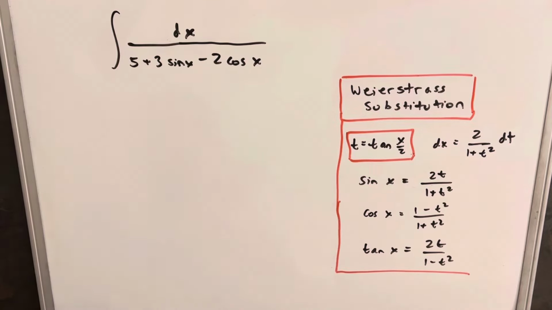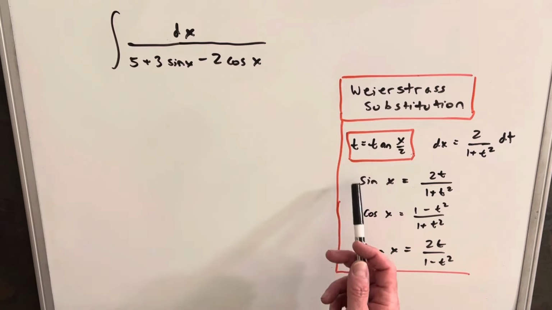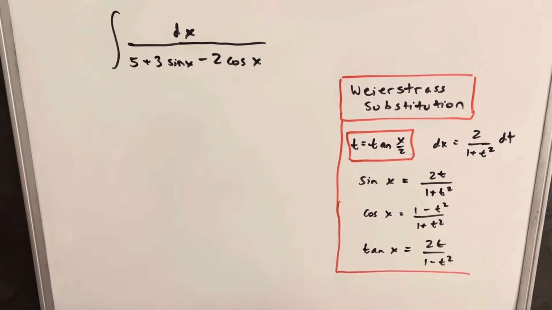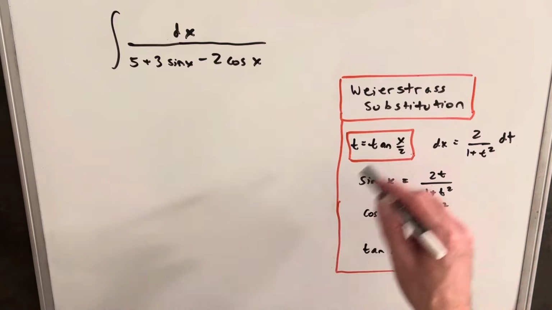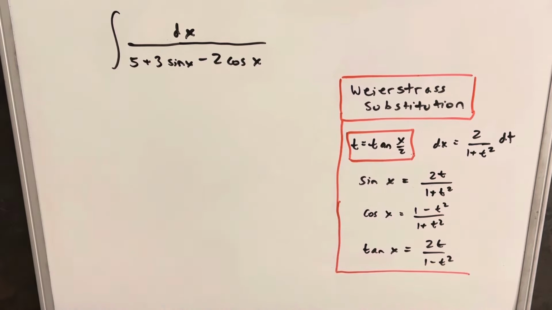Hey, we have here the integral of dx over 5 plus 3 sine x minus 2 cos x. What I want to do here is try to solve this using Weierstrass substitution, which I have over here on the right. I did an introduction video a few days ago, and I'll provide a link in the description if you need to check that out just to see where all these values came from.